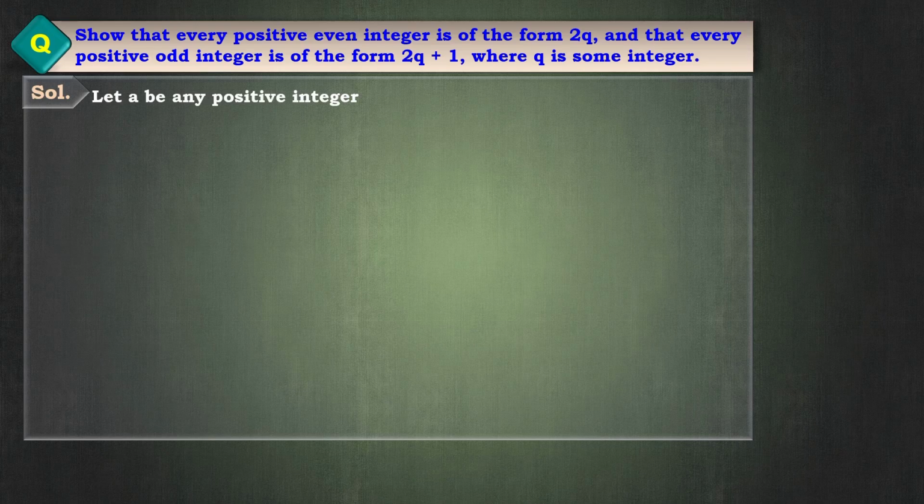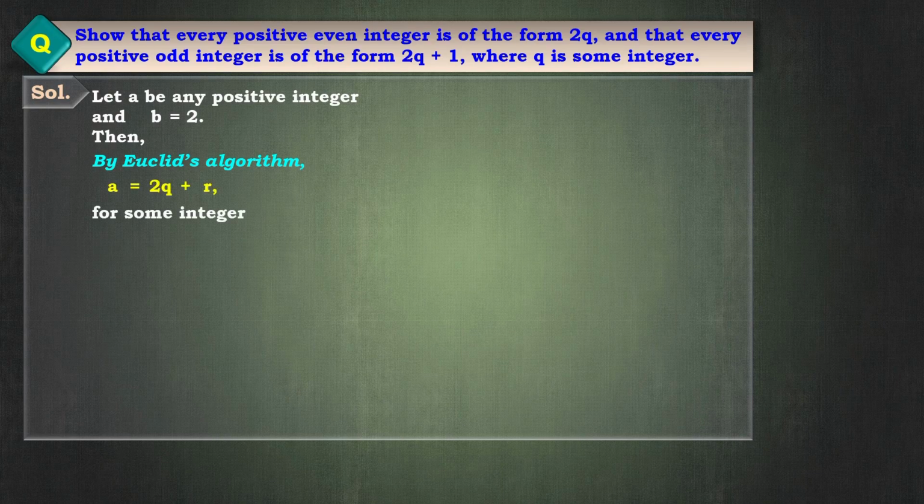So let a be any positive integer and b is equal to 2 here, because it is in the form of 2q. So we have to consider the divisor b as 2. Then by Euclid's algorithm, a is equal to 2q plus r. Here a is for some integer, and r will vary from 0 to 1, because r can be equal to 0 but always less than the divisor, that is 2 here. So r can be 0 or 1.